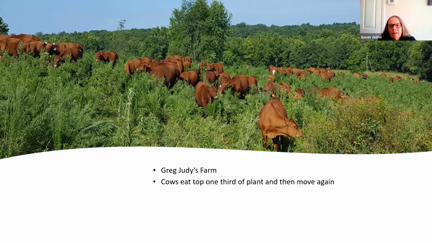As you graze, you're probably going to start with take half, leave half, but he actually grazes only the top 1/3 of the plants and then they move again. So he has quite a bit of ground. Yes, I know. And he can do that, but he has quite a bit of livestock to move over that ground. And so when you only take the top 1/3, your plants grow back faster.